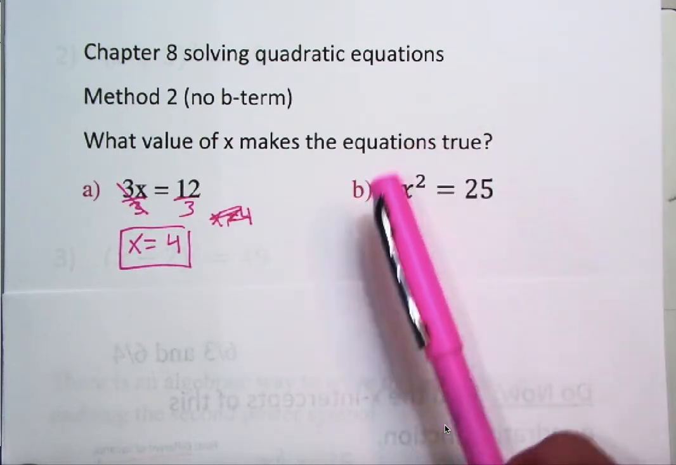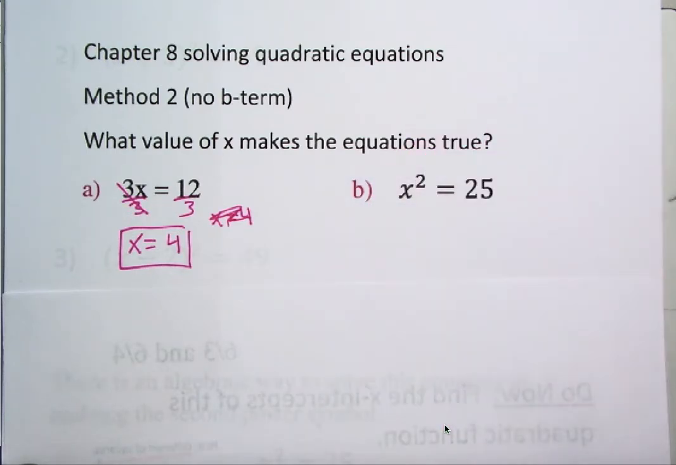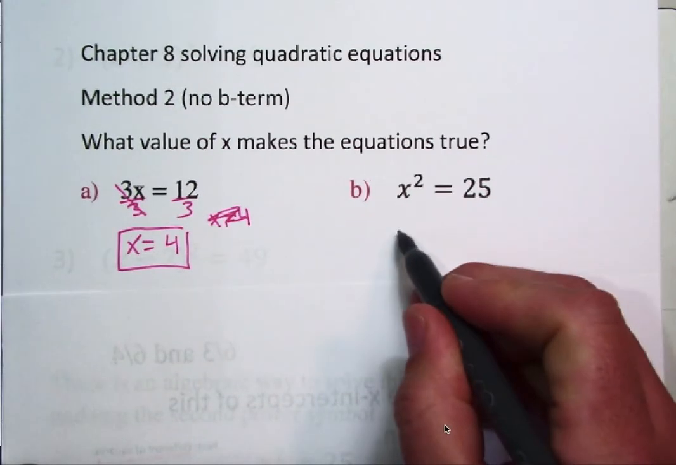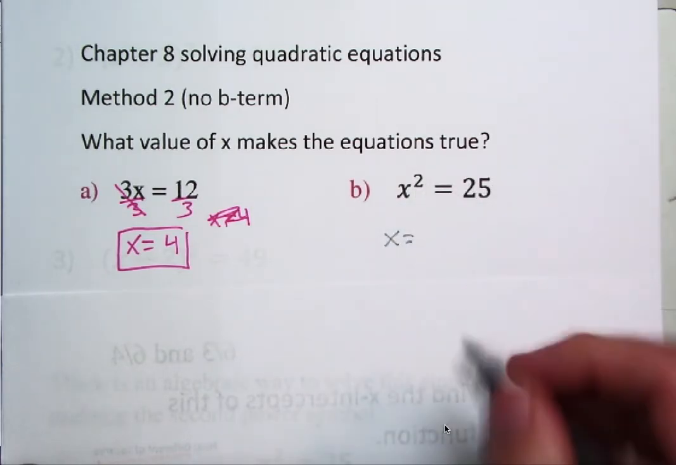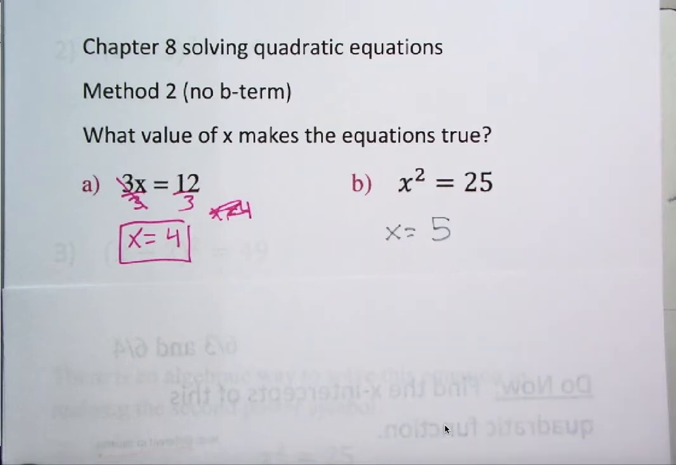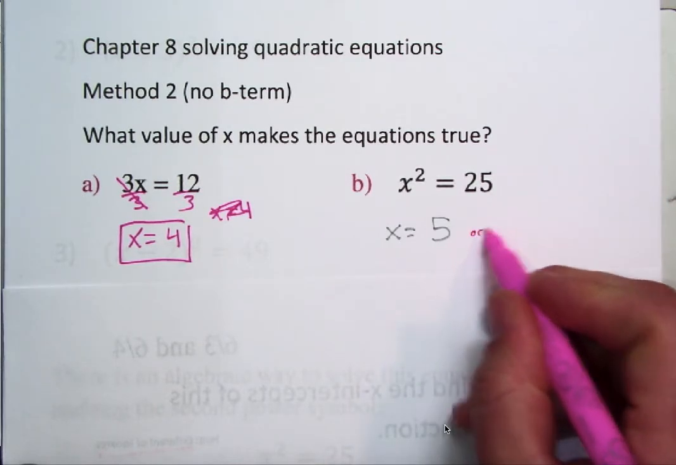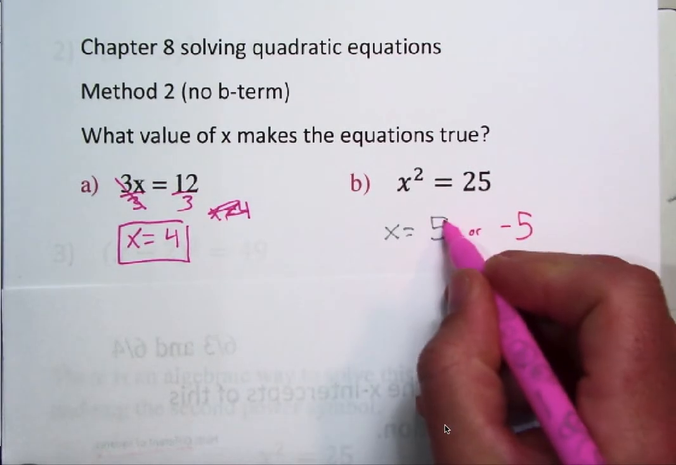Now, for this one, what squared equals 25? Can anyone think of it? Like, what would it be? What squared equals 25? Most people say 5. Yeah, right? 5 squared is 25. Is there anything else besides 5 that would also make this true? And someone would say, oh yeah, negative 5 also works.